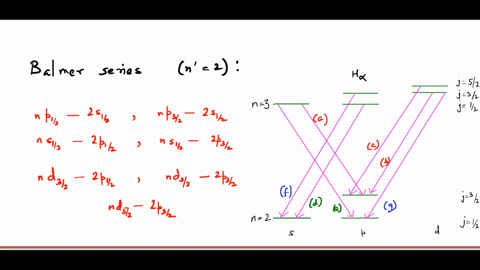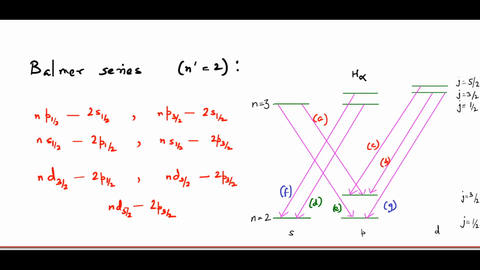Now, for the lower level, n prime equals 2, you can have L equals 0, or you can have L equals 1. So you can have either S or P. Now, because of the delta L equal to plus minus 1 restriction, you can only have transitions to 2S from higher P levels, and to the 2P level, you can have transitions from higher S or higher D. Let us take a look at the possible lines.